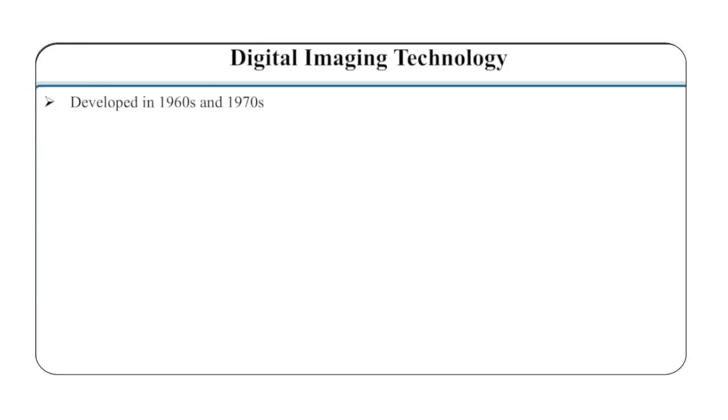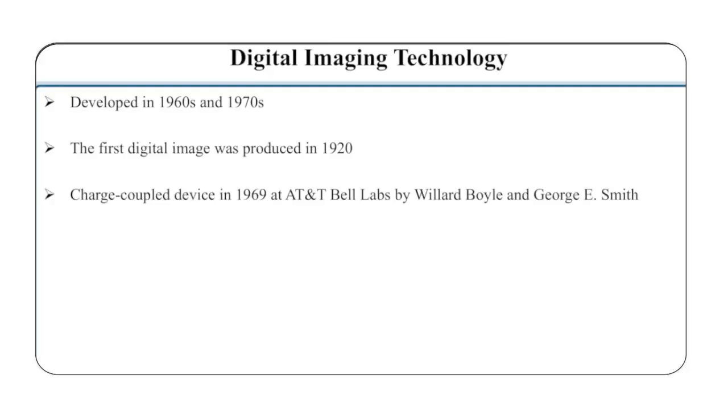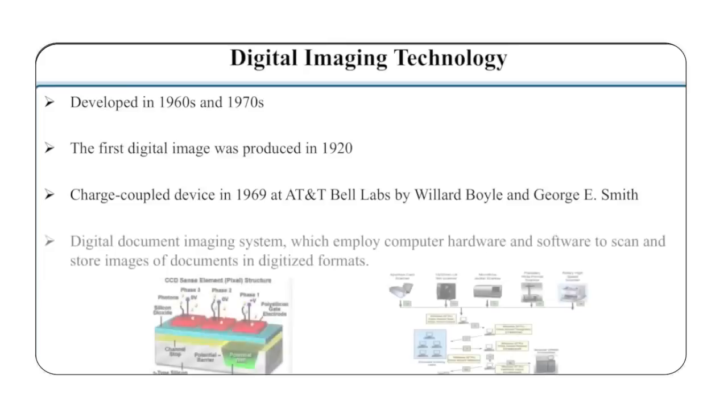Digital imaging was developed in the 1960s and 1970s to avoid the operational weaknesses of film cameras for use in scientific and military missions. The first digital image was produced in 1920. However, invention of the CCD, that is the charge coupled device, in 1969 at AT&T Bell Labs by William Boyle and George E. Smith led to the development of digital document imaging systems which employ computer hardware and software to scan and store images of documents in digitized formats.